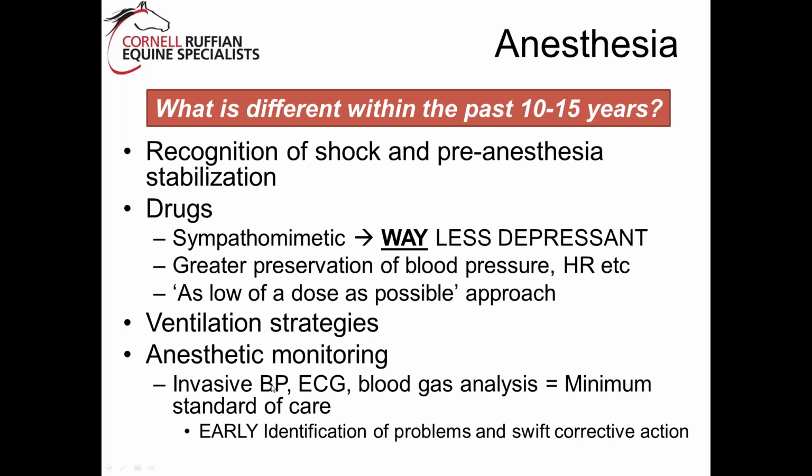We also use different ventilation strategies, so we almost always do positive pressure ventilation through an endotracheal tube, and then monitoring, really standard of care. The minimum standard of care is invasive blood pressure, so actually cannulating an artery, an ECG, and having technicians and anesthesiologists actually understand what is going on with the ECG trace, and blood gas assessment, understanding how we can better optimize oxygenation under anesthesia. All of this is really aimed at early identification of problems with swift and corrective action.